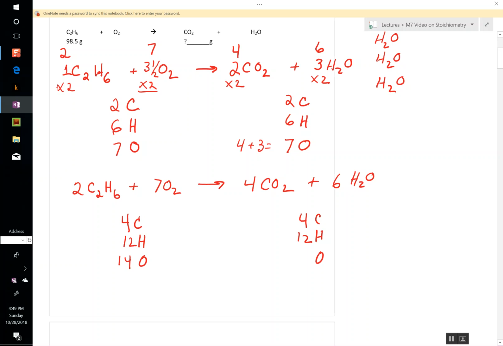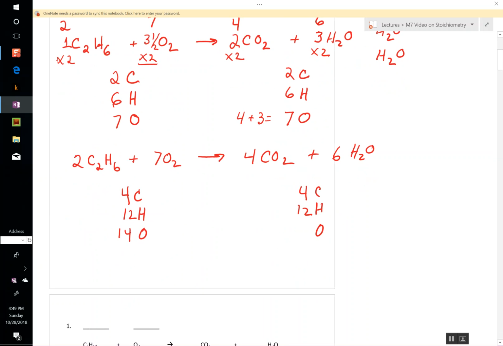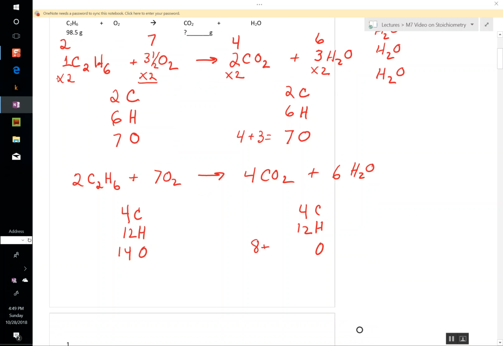Let's see how many oxygens we have coming out in the product. 4 times 2, there's 2 oxygens in every CO2. That's going to be 8 oxygens. 6 times 1 is 6 for 14 oxygens. And you can see that the amount of everything on the left is equal to the amount of everything on the right, and that's a balanced equation.